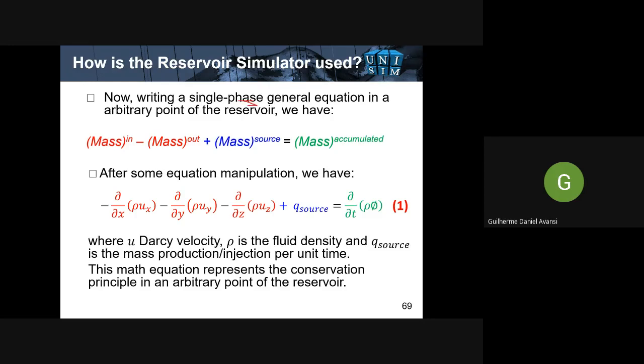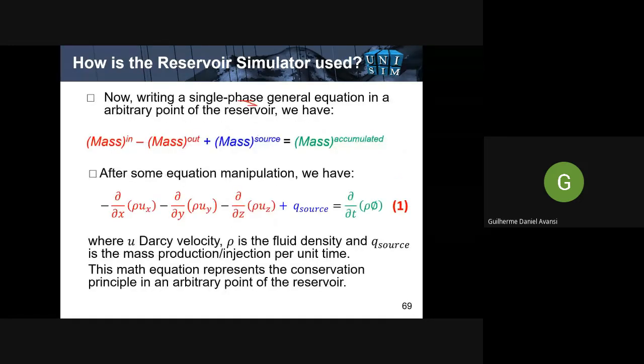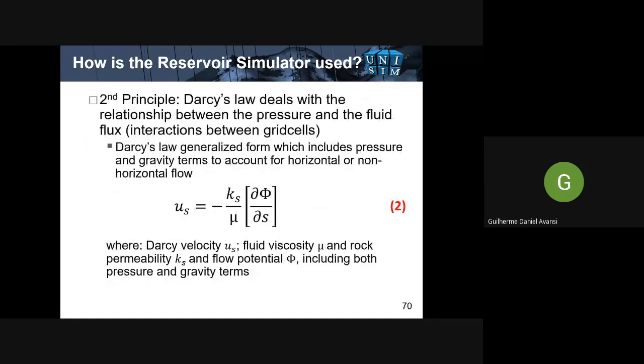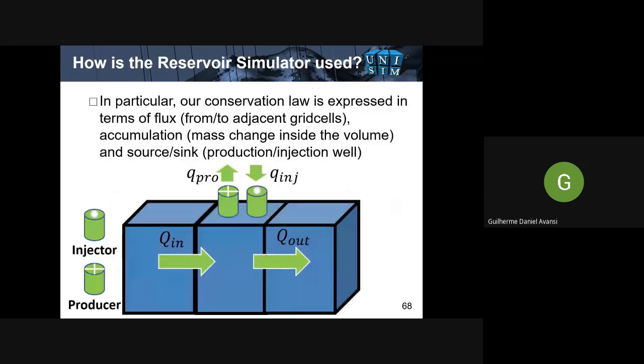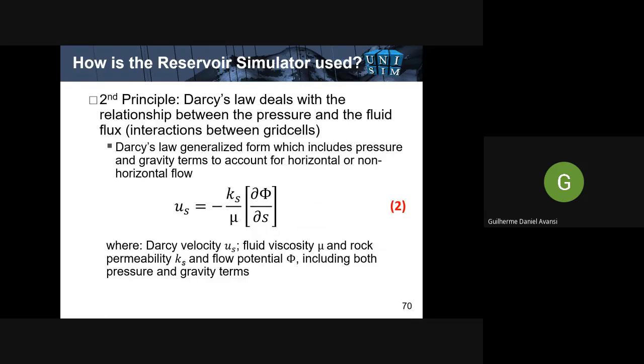Okay. The second principle is the Darcy law. This Darcy law just deals with the relationship between pressure and fluid flux, right? So we have now the interaction between grid cells. When we are talking about this conservation of mass equation, we are talking about the mass that just stays inside the grid cell. Now, okay, we have this grid cell here. We need to quantify the interaction between this grid cell here with this one, with this one, etc. So this is the second principle.